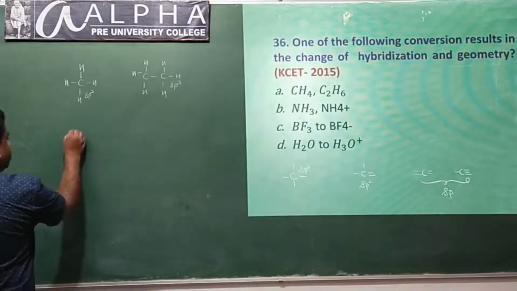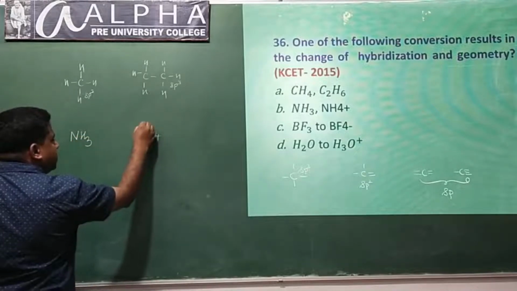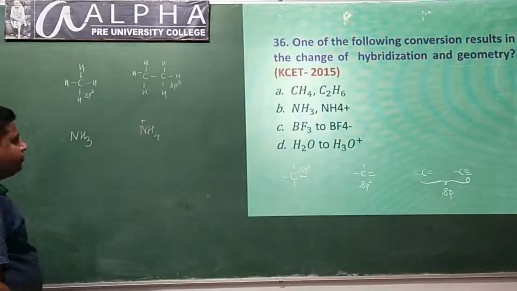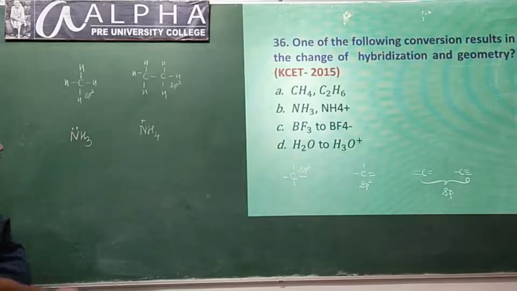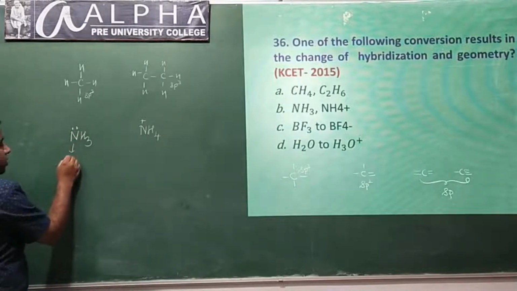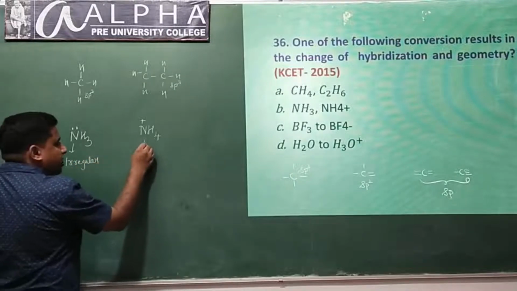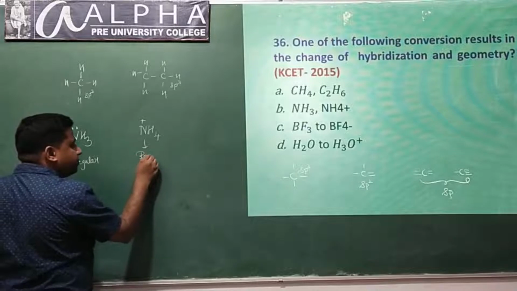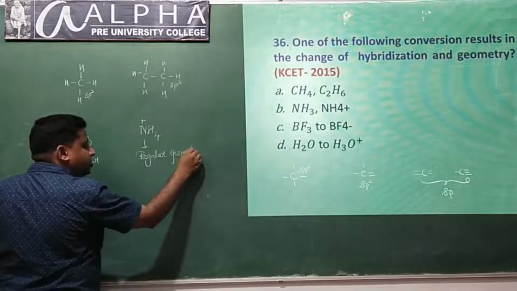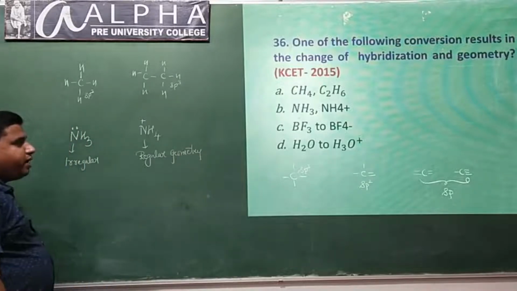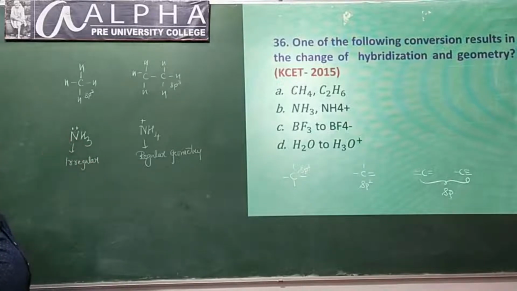What if I convert ammonia to NH4 plus? We know NH3 has irregular geometry, whereas NH4 plus has regular geometry. Is it correct? Because here nitrogen is surrounded only by bond pairs of electrons, and in ammonia nitrogen is surrounded by both bond pairs as well as a lone pair of electrons.